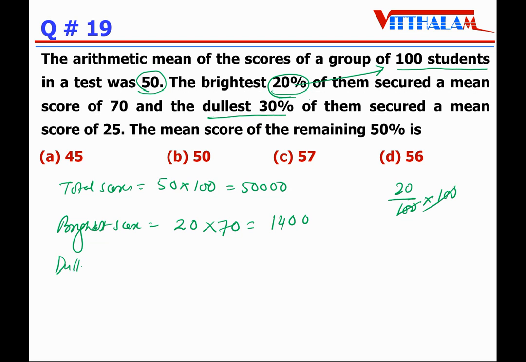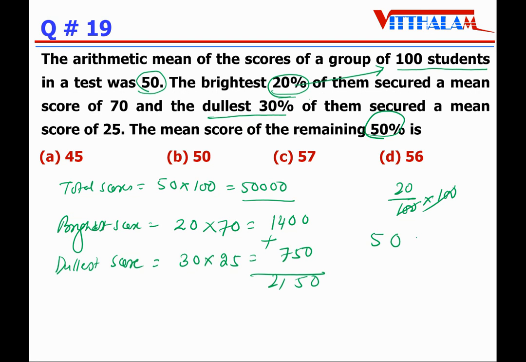Then the dullest 30% of them secured a mean of 25. So for the dullest students, the total score equals how many students? 30% of 100 means 30, and they scored 25, so multiply by 25, so 750. The mean score of the remaining 50%, that means the other 50 students. So the total is 5,000, and these two groups have scored this much. So just add up, 2150.